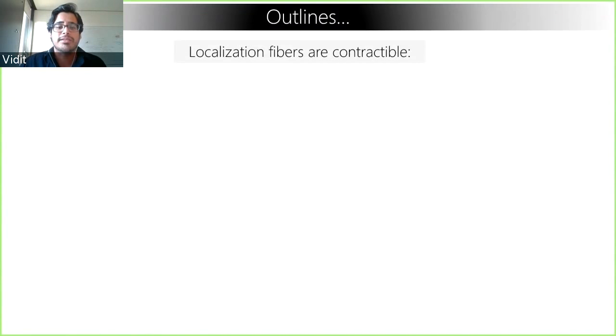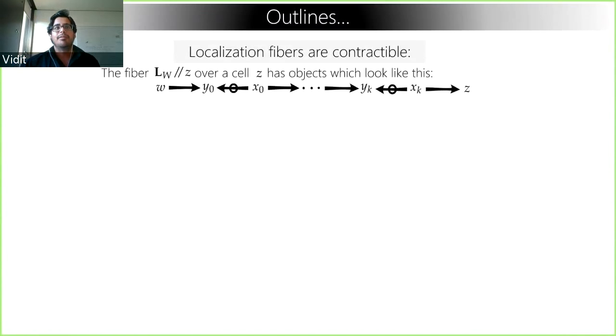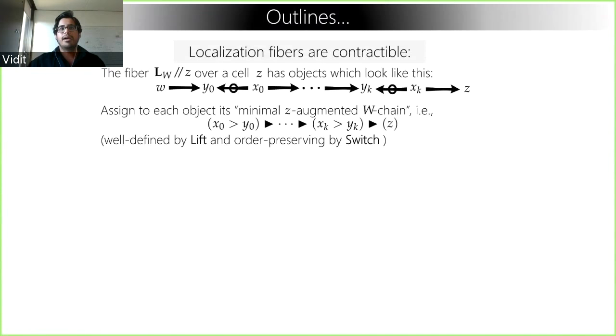Let me quickly describe why these two things are true. And I realize that time is an issue and so on, so I'll be quick about this. So we want to show that the localization functor has contractible fibers. So take an object Z, and now the fiber over Z looks like all zigzags that end in Z. So that's a typical example.